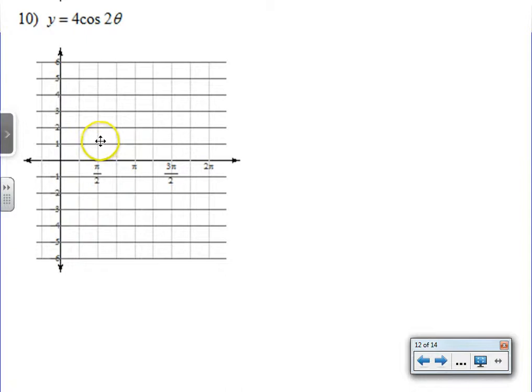Okay, 4 cosine 2 theta. Let's mark off the amplitude. So 4 and negative 4.